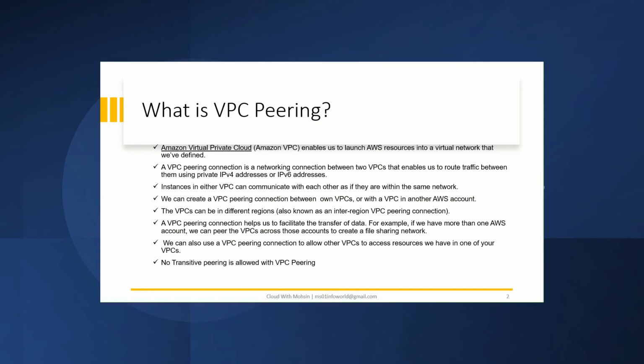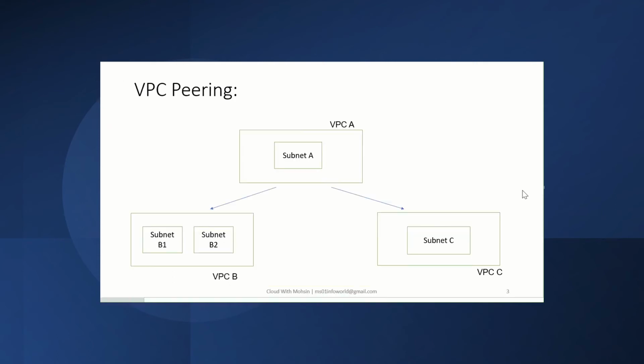I'll show you what transitive peering is. In this diagram, you can understand. There are three VPCs: VPC A, VPC B, and VPC C. Not necessarily do these belong to the same account. It is possible that all three VPCs are in different accounts or different regions. That is not an issue.